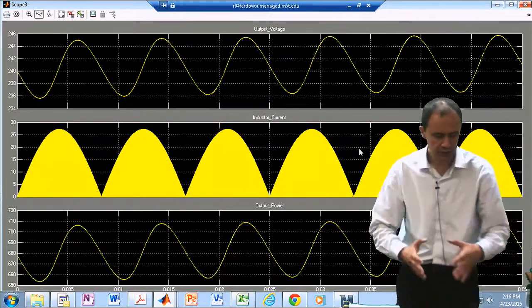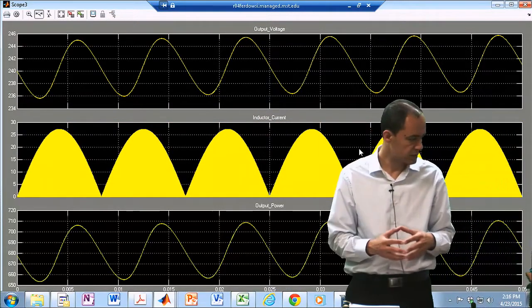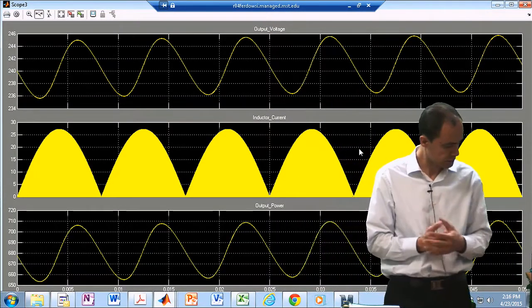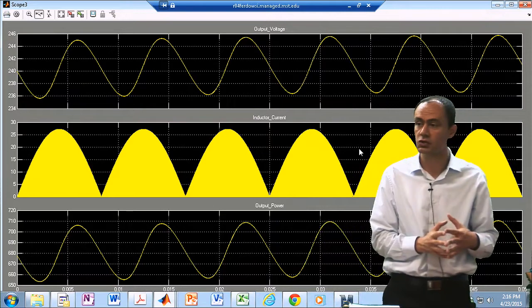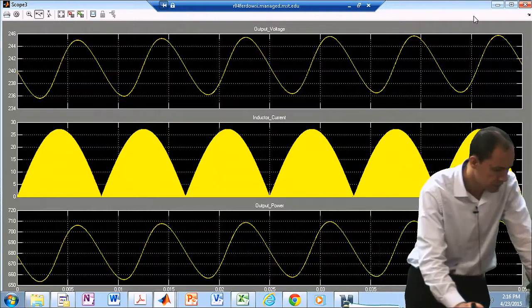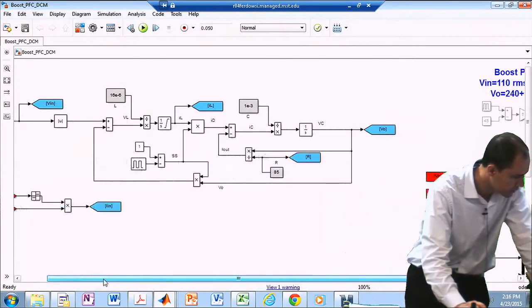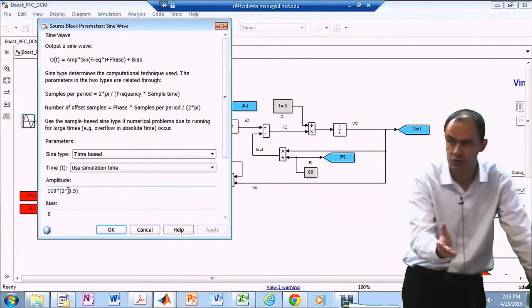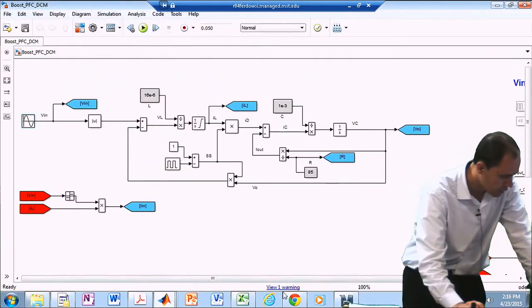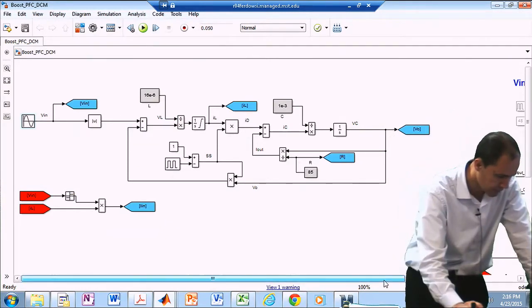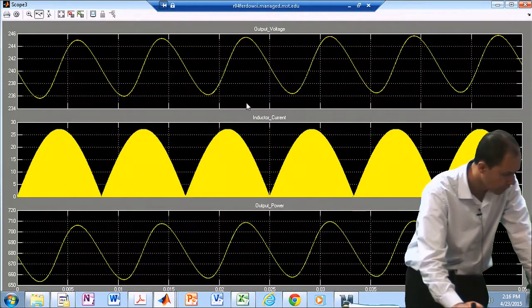So here we have 3 graphs. The top trace is your output voltage. First of all, note that the design has been good and the output voltage is larger than the peak value of the input voltage. If your input voltage is 110 volts RMS, let me see if it is 110. Yeah, 110 times the square root of 2 is the peak. Then your output voltage should be at least about 180 or 200 volts, and it is here about 240 volts. So that makes sense.